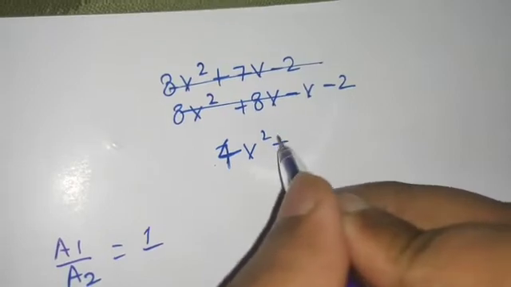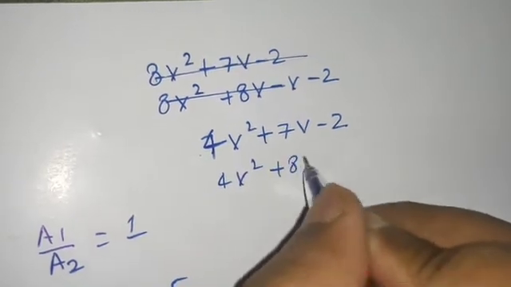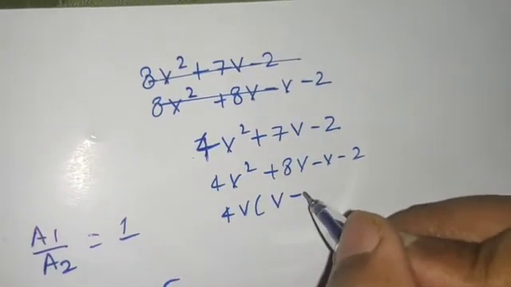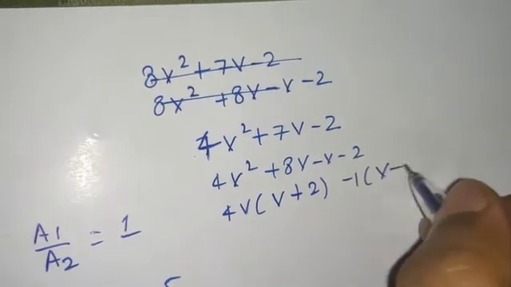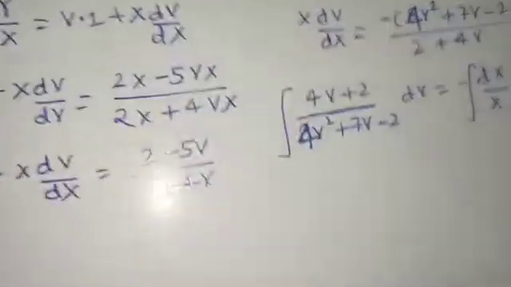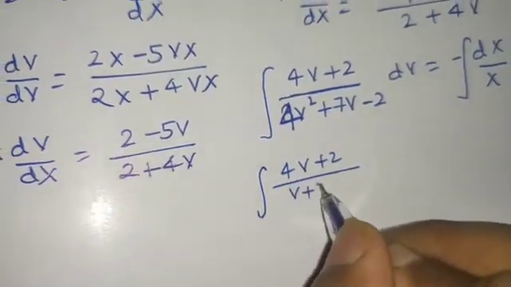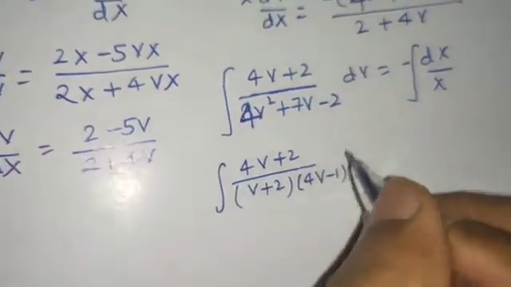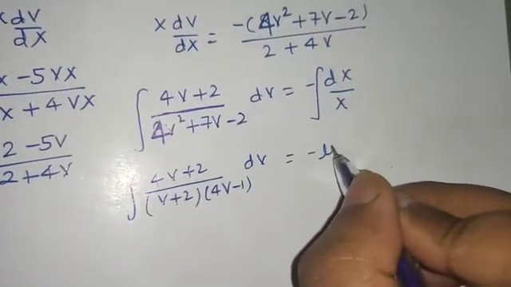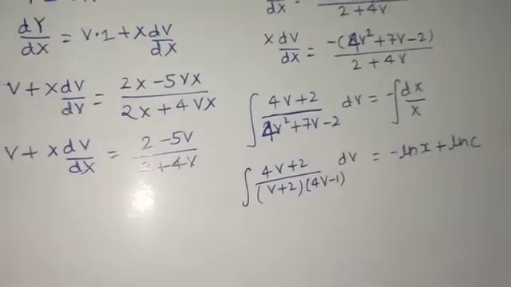So 4v square plus 7v minus 2. So 4v square plus 8v minus v minus 2. 4v if you take common, so v plus 2, minus 1 if you take common, v plus 2. So v plus 2 and 4v minus 1 is what you are getting. In RHS you can write minus ln x plus ln c, because RHS we are done. Now in LHS we can use partial fractions.